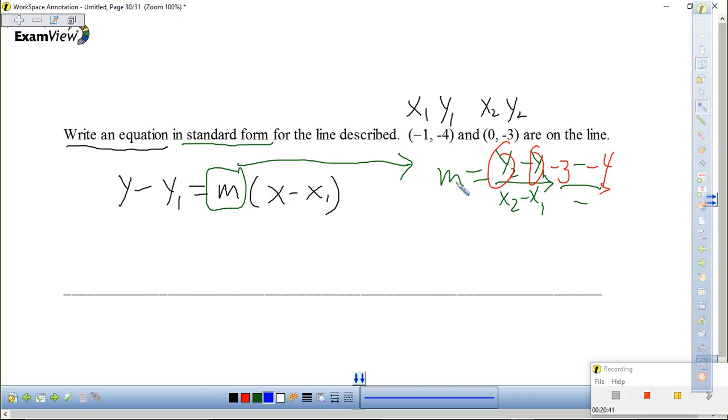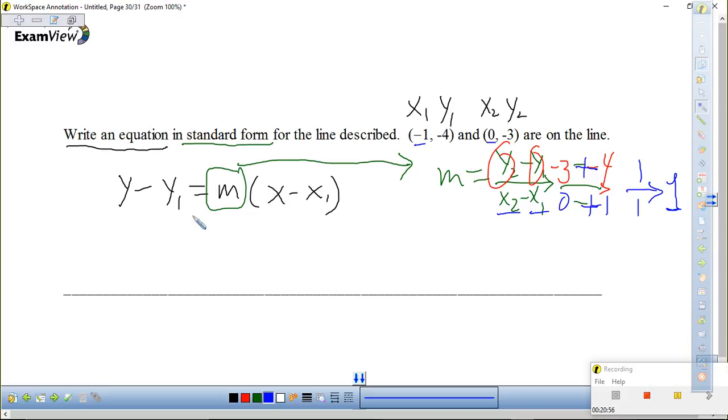What is X sub 2? That's 0. What is X sub 1? Negative 1. Negative times a negative, positive, positive. So this is 1 over 1, which is 1.